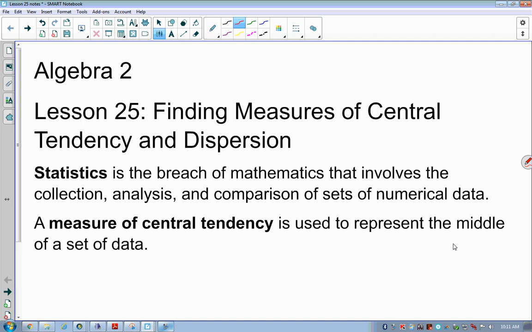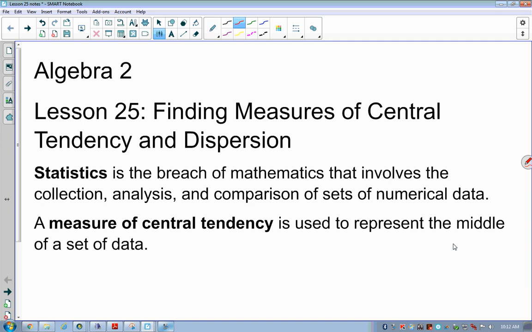Lesson 25, finding measures of central tendency and dispersion. Most of these are really easy. They're ones that you know. They're things like mean, median, mode, and range, right? We're familiar with those types of things. But we're going to also talk about things like variance and standard deviation, which might be new to you, okay? We'll show you how some of those equations play out and how to do a lot of that in your graphing calculator, where your graphing calculator shows that information.